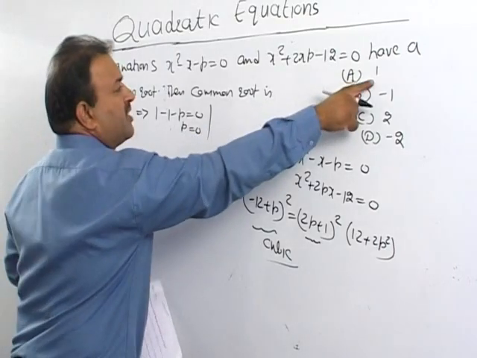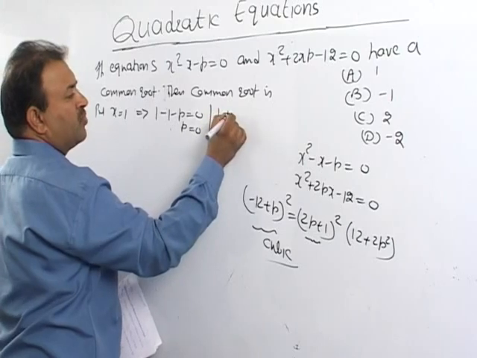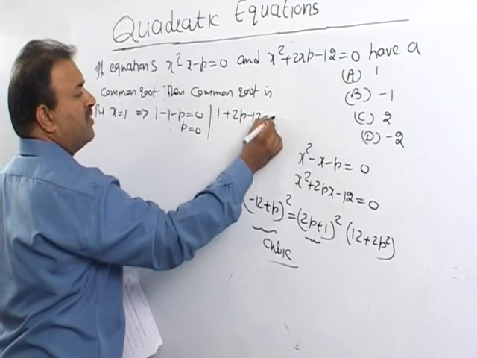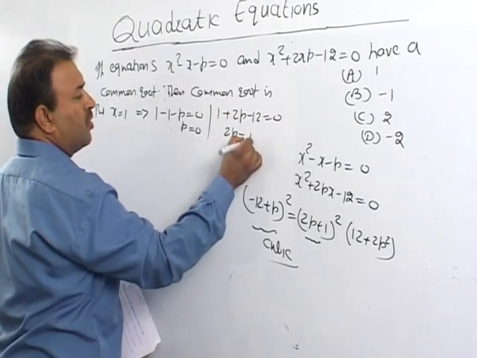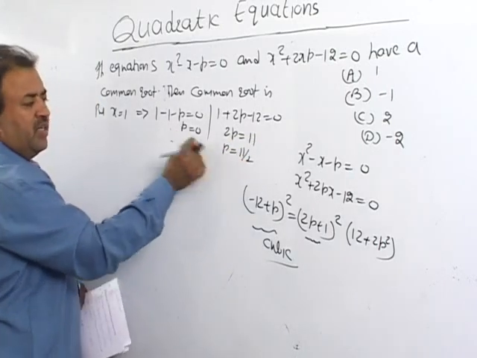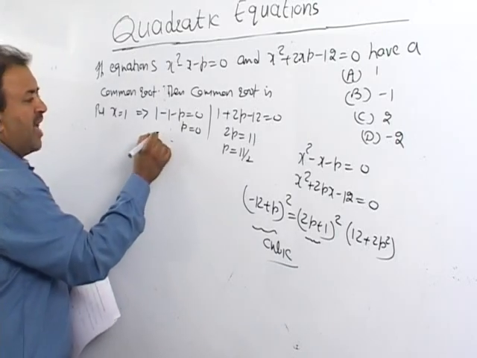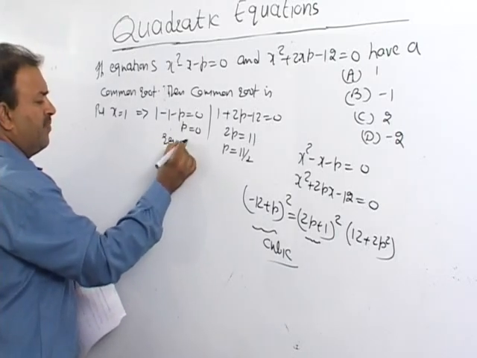Now I put x is equal to 1 in the other equation. I get 1 plus 2p minus 12 is equal to 0, so 2p is equal to 11, p is equal to 11 by 2. See, the value of p is not the same, so we'll reject it. So x is equal to 1 is rejected.